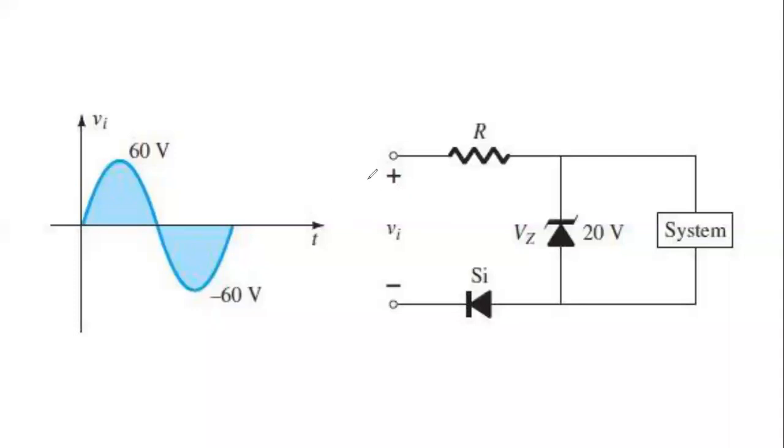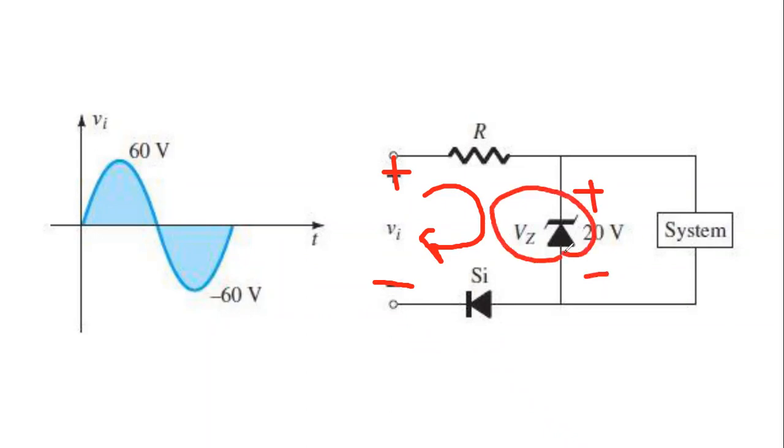See that in the positive cycle, this is plus, this is minus, so the current will flow in this direction. When the current flows this way, this will be plus and this will be minus. So we can easily see that the Zener diode is in the reverse bias condition, so it will be something like an open circuit. The Zener diode will be open circuit, my students. But when it is open circuit, the Zener diode is in parallel with the system, so the output voltage will be zero because there is no current.